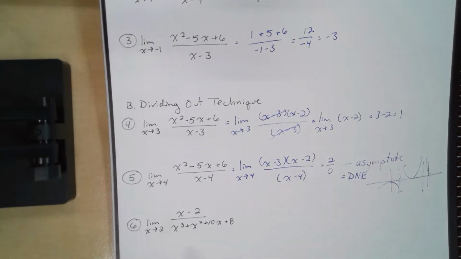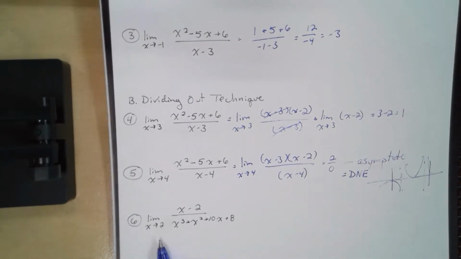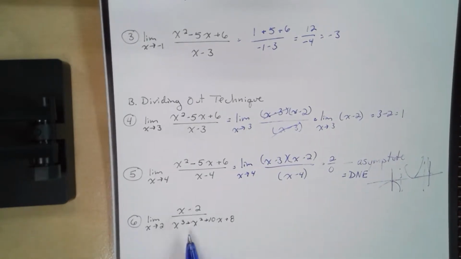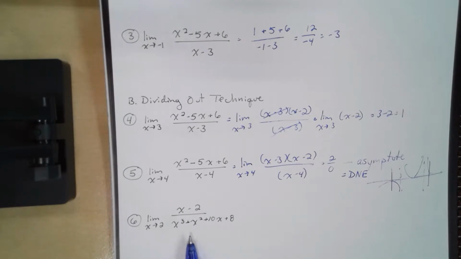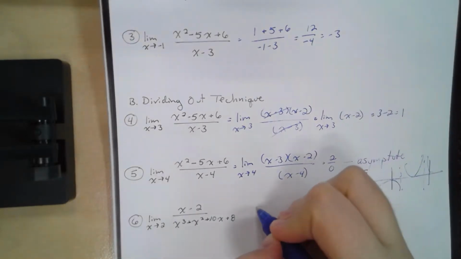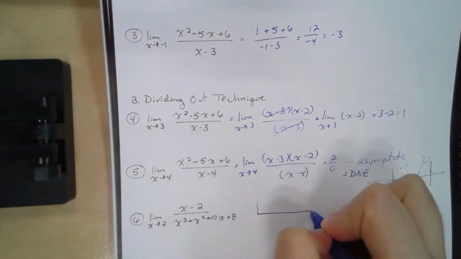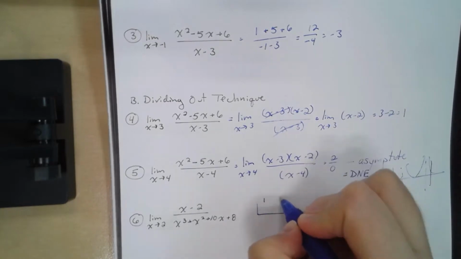Let's look at another one. Here we have the limit as x approaches 2. Well, my denominator looks a little bit complicated, and maybe I can divide that out. And we are going to use division. We're going to use, oh, what is this called? I can't remember off the top of my head.